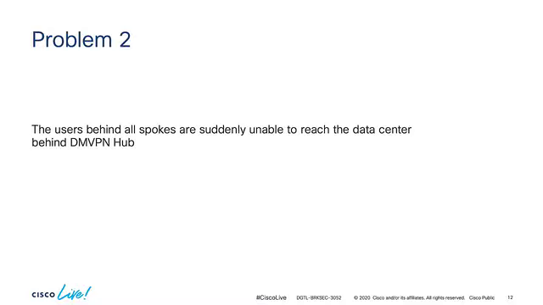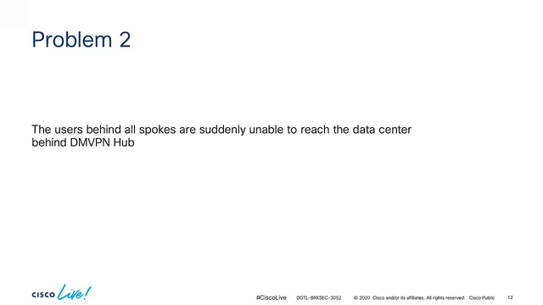Next day, problem 2. The users behind all spokes are suddenly unable to reach the data center behind the DMVPN hub. So it's not just some spokes. In this particular case, all spokes are suddenly unable to reach the data center.